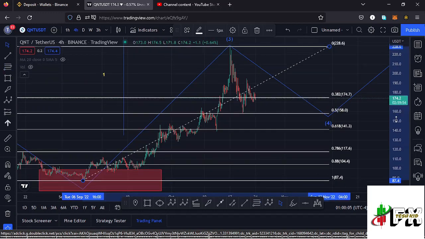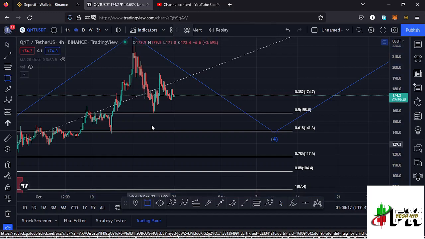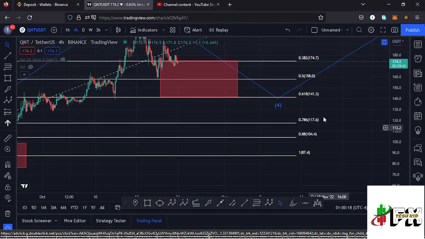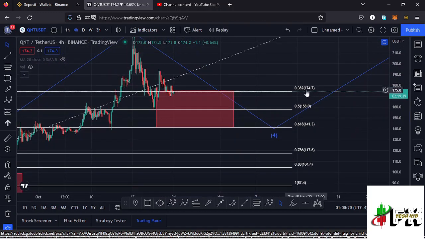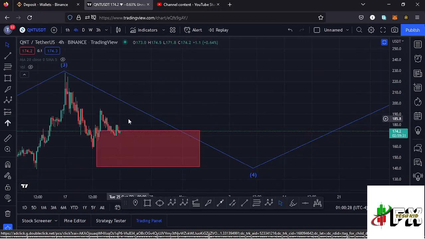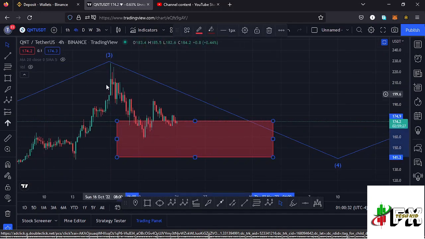And that gives me a minimum target area to the lower side in the formation of this fourth wave between the fib level 0.382 and the fib level 0.618, and I can mark that target area here on the charts like that. That target area lies between the $174.7 mark and the $150 and the $141 mark. So there is a possibility that Quant might continue seeing a bit of lower prices here to get us into this target area in the formation of a wave 4.